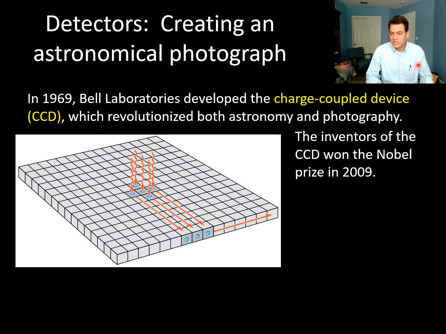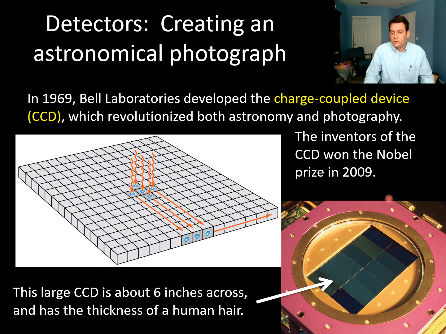So, for example, CCD cameras are everywhere now. They were nowhere before this, right? But certainly they revolutionized astronomy, because now we're able to get much higher definition and higher resolution images than we could get with photographic plates. To give you a sense of size, this CCD here, which is large, is about 6 inches across. So it's macroscopic, but it's the thickness of a human hair. Ridiculously thin, but large. Obviously, there are smaller ones too.